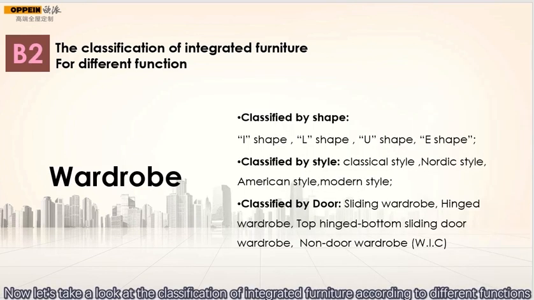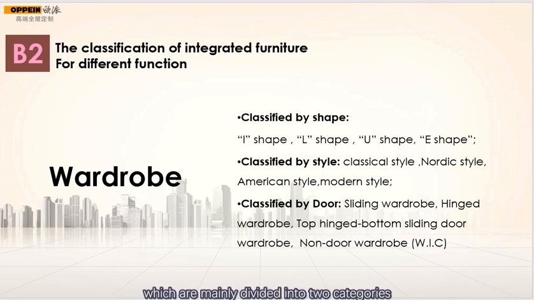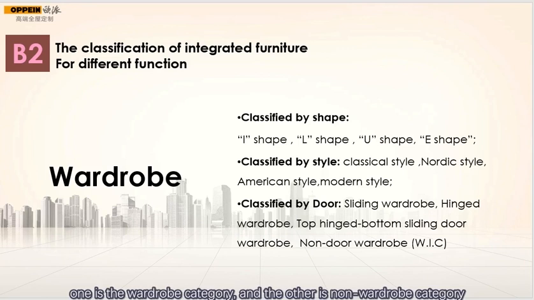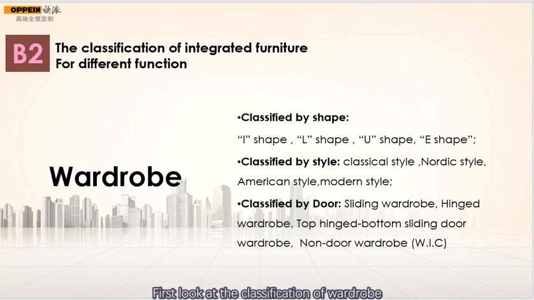Now, let's take a look at the classification of integrated furniture according to different functions, which are mainly divided into two categories. One is the wardrobe category, and the other is the non-wardrobe category. First, look at the classification of wardrobe. It can be classified by shape, style, and door.